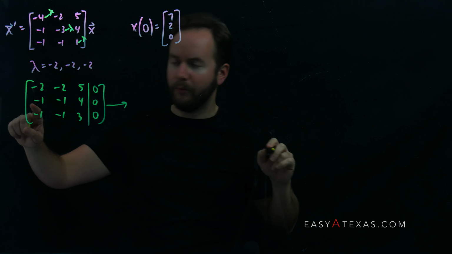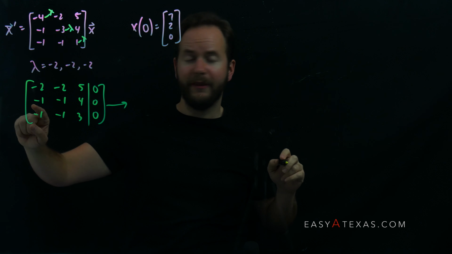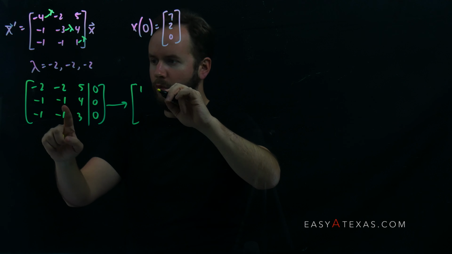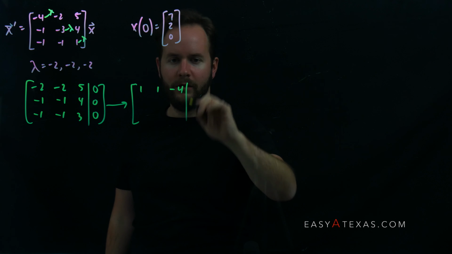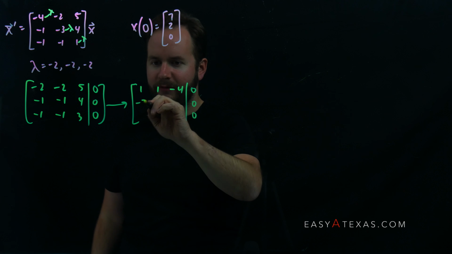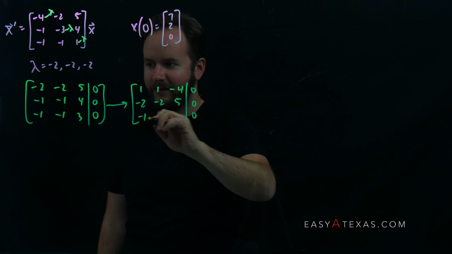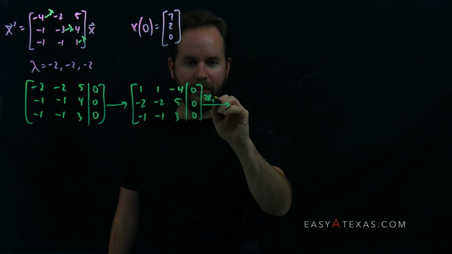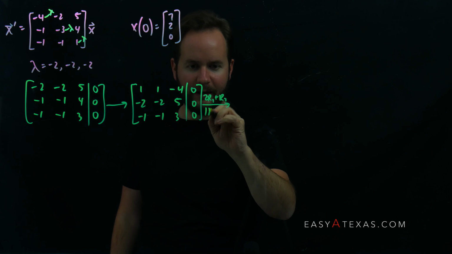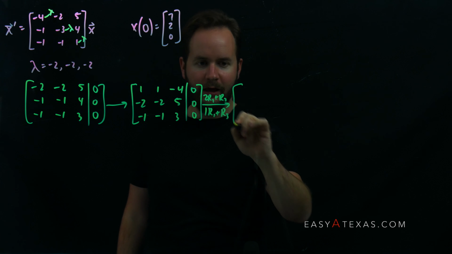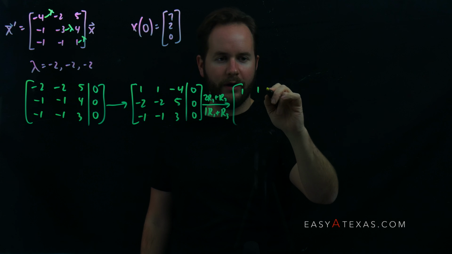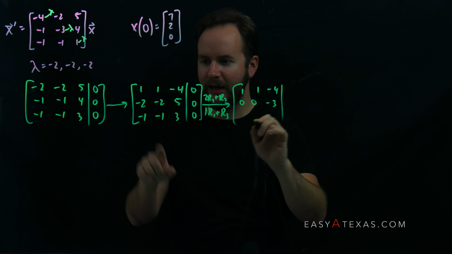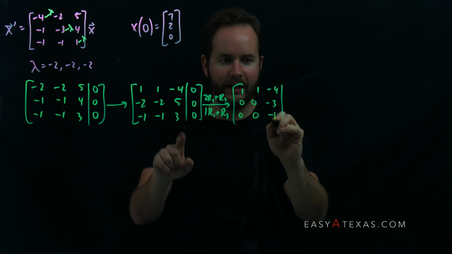What I'm going to do is swap row 2 into row 1, and I'm going to multiply that row 2 by -1 before I do that. So this is going to give me 1, 1, -4. The middle row now becomes -2, -2, 5, and the bottom row stays -1, -1, 3. Okay, now I'm going to add twice row 1 to row 2, and I'm going to take 1 times row 1 and add that to row 3. This is going to leave the first row as 1, 1, -4, but this middle row now becomes 0, 0, -3, and the bottom row becomes 0, 0, -1.